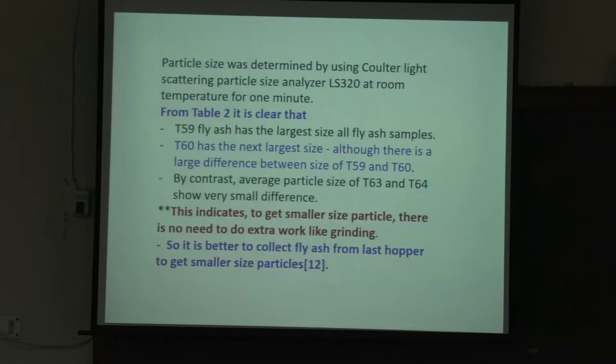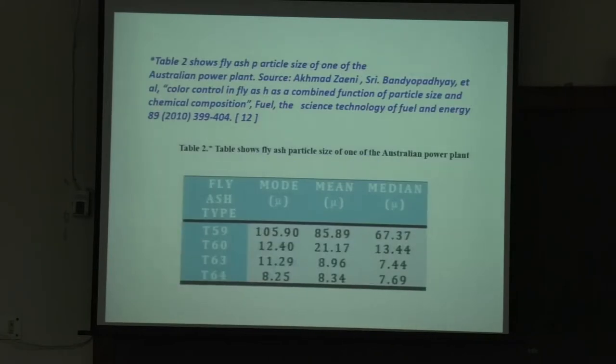Okay, if you go to the next one. Particle size was determined by using this Coulter light scattering, okay, for 1 minute. From table 2, it is clear that T59 fly ash has the largest size of all particles. T60 has the next large size, although there is a large difference between T59 and T60. Although it's 105 and then this is 12.